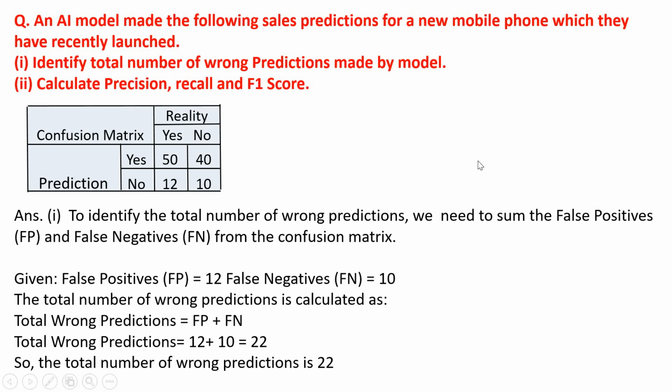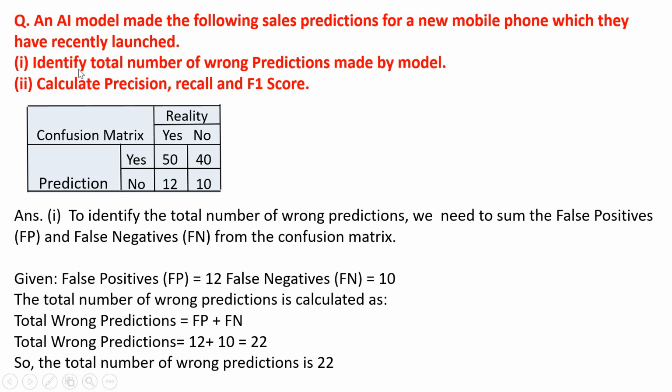Okay, one more question I'm going to discuss with you, students. An AI model made the following sales predictions for a new mobile phone which they have recently launched. So there are two parts. First, identify total number of wrong predictions made by the model. Second, calculate precision, recall and F1 score.